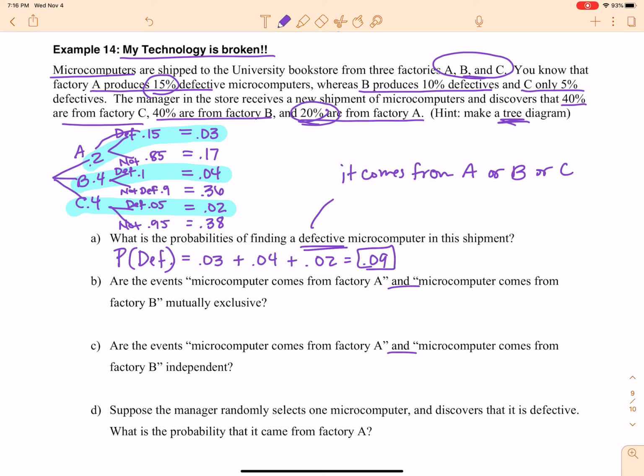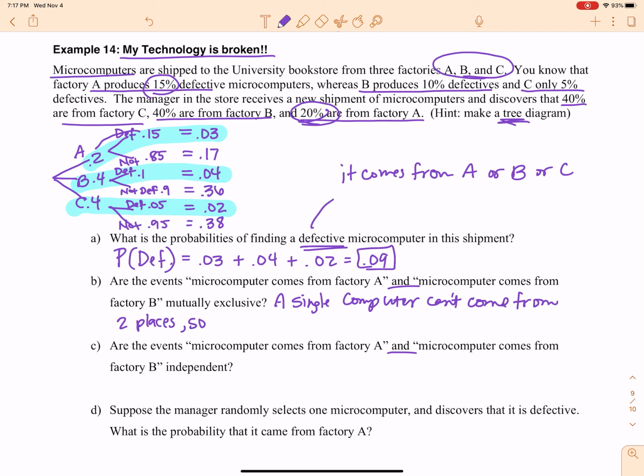All right. The next question, B, are the events microcomputer comes from factory A, all right, so I know 20% come from factory A, and microcomputer comes from factory B, 40% come from factory B, are those mutually exclusive? All right, if you stop and think about this, I can't have a single computer that comes from both of these, all right? A single computer can't come from two places.